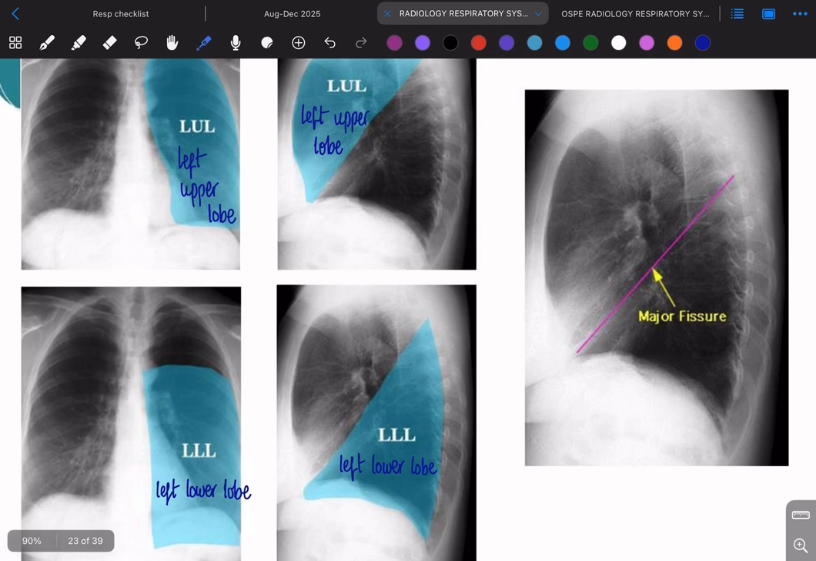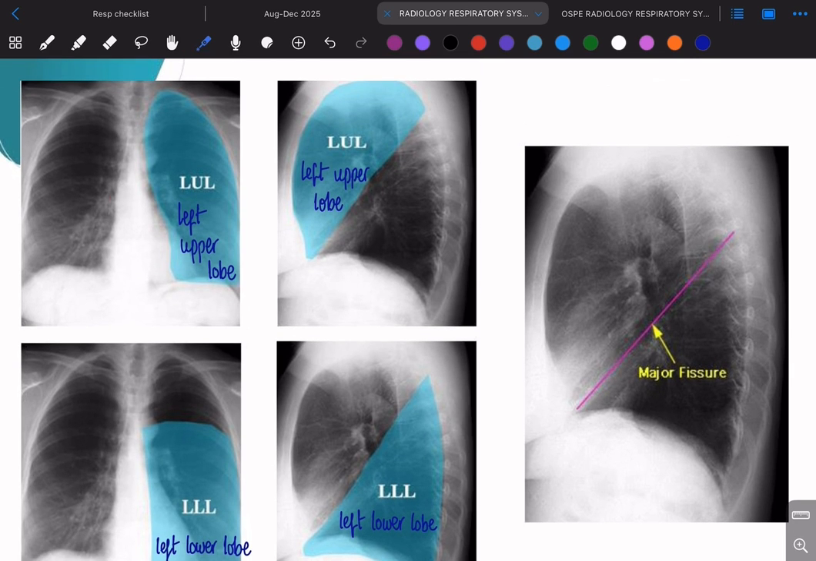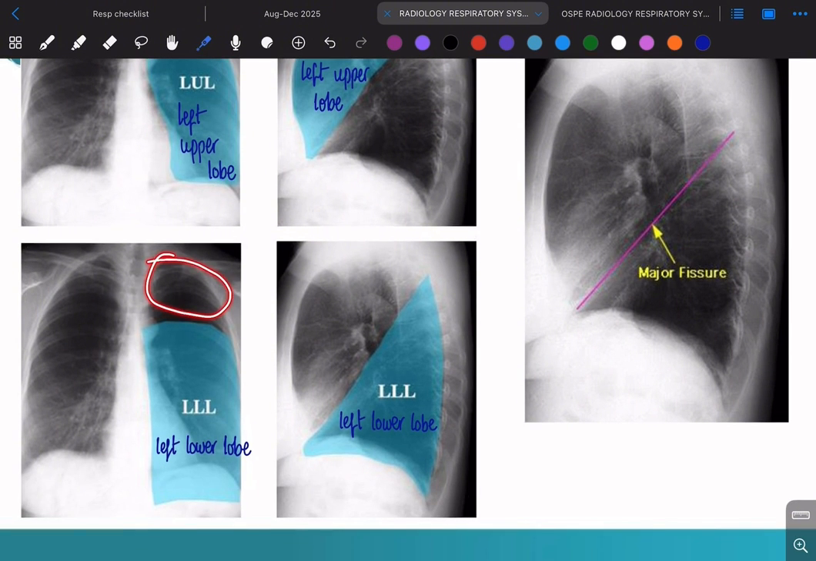But then in the other view, the PA view, we can see here the heart is not seen. The heart is on this side. That means this is the left side. So as long as the heart is on this side, that means this is the left side. So the left upper lobe. Okay, this is the left upper lobe. If you get this image, here there's no blue shadow. That means this is the left lower lobe.